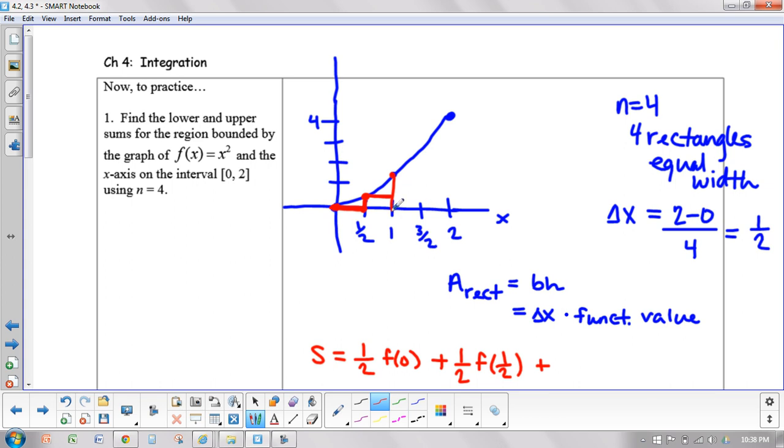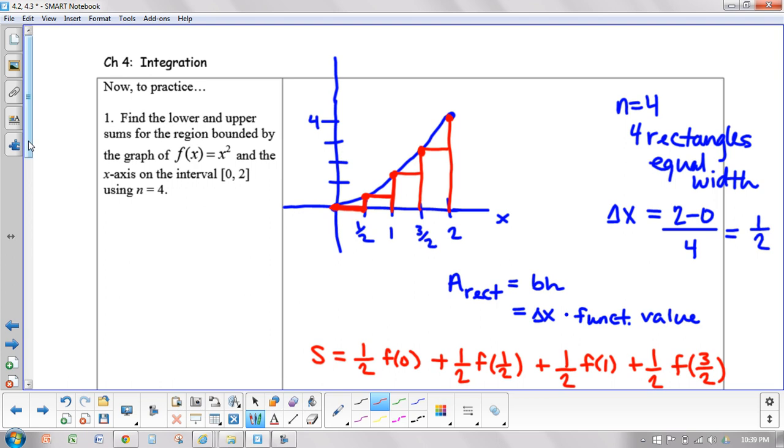Plus our third rectangle. Go up for the 1, then go up for the 3/2 till you hit the function. Which one is lower? Because we're looking for a lower sum. It's lower when I'm at 1, so I go across. So the width, again, of every rectangle here is a half. And the height that I just used came from f of 1. Plus, and now our last rectangle, go up with the 3/2 and go up with the 2. Which one is lower? It's lower when I'm at the 3/2, so go across there. So a half for the width, and then f of 3/2.